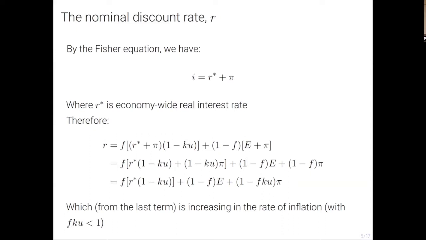If it's a fully debt-financed investment, the corporate income tax rate is 100%, and you can deduct 100% of your interest payment, F times K times U is 1, and inflation will have no effect. But in general, inflation is going to have an effect on the nominal discount rate R, and as inflation goes up, that nominal discount rate is going to go up as well.